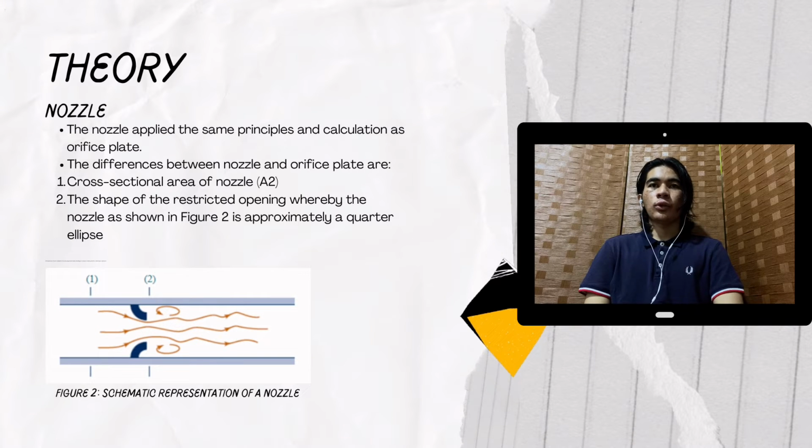Next, we will see the nozzle. The nozzle applies the same principle and calculation as the orifice plate. As you can see on the slide, the differences between the nozzle and the orifice plate are, first, the cross-sectional area of the nozzle, A2, and the shape of the restricted opening, whereby the opening is approximately a quarter ellipse.